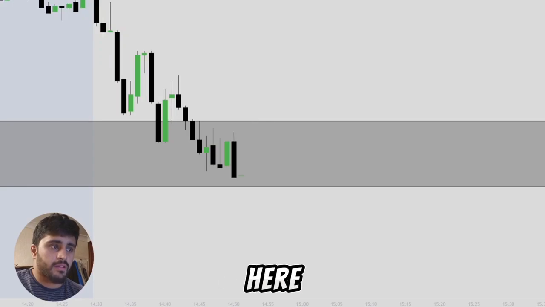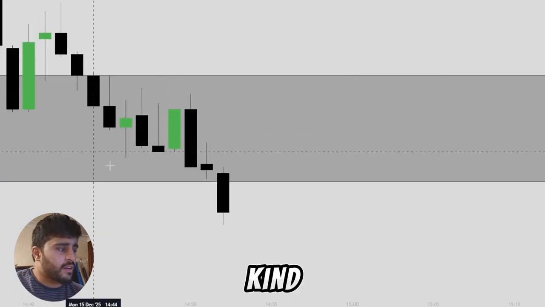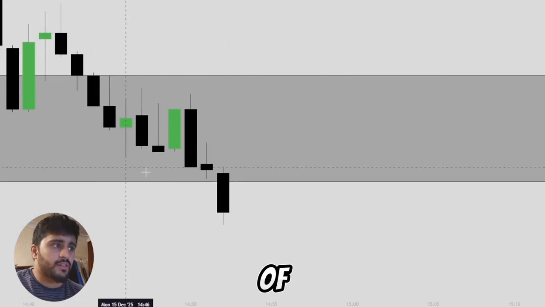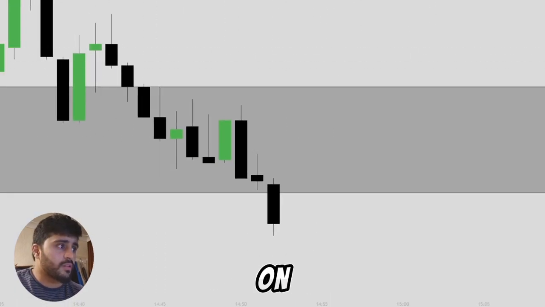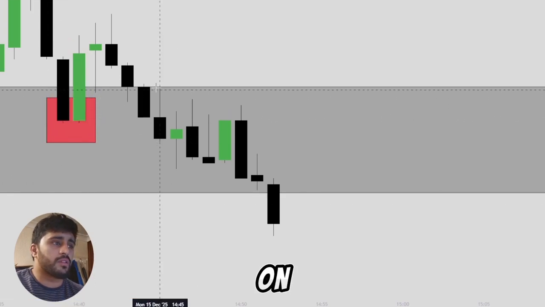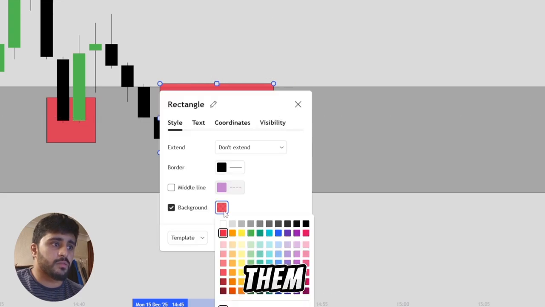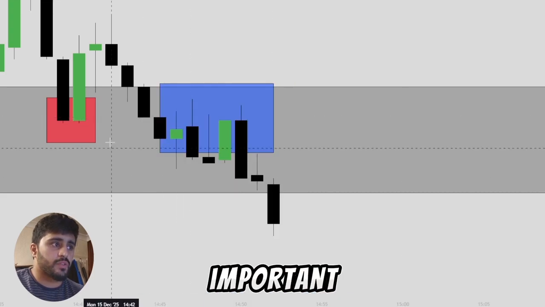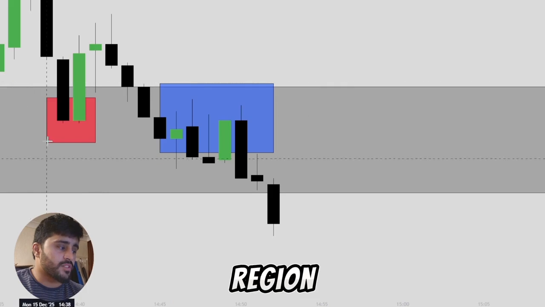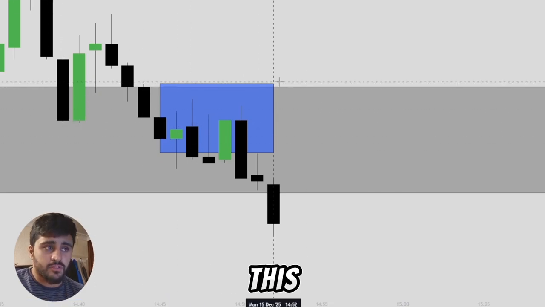Our break right here. Now, when we break our zone, a couple of things to bear in mind. We want to know what was going on inside of our key level, right? So we want to know what was going on here specifically, but we also want to know what was going on here. These regions are very important, so I'm going to label them in blue. This is an important region and this is an important region. So these two regions are important, but we want to be focusing mainly on this region over here.